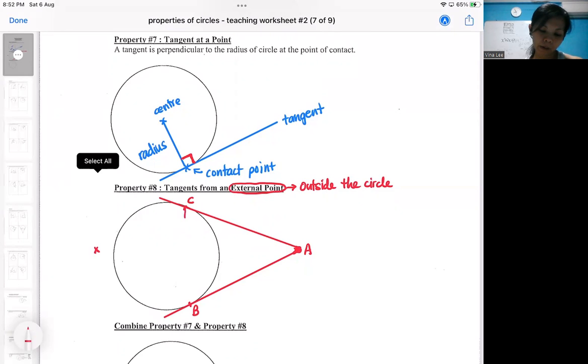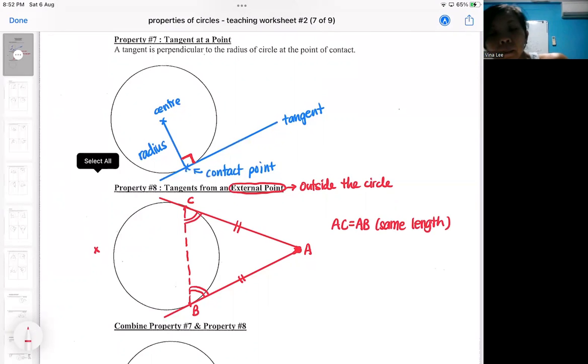So the property will be, this is an isosceles triangle. Tangent from an external point, the two tangents will be the same length. That is the feature for tangent from an external point. So there will be an isosceles triangle. Sometimes you do need to take note of this isosceles triangle, because an isosceles triangle will have two base angles.